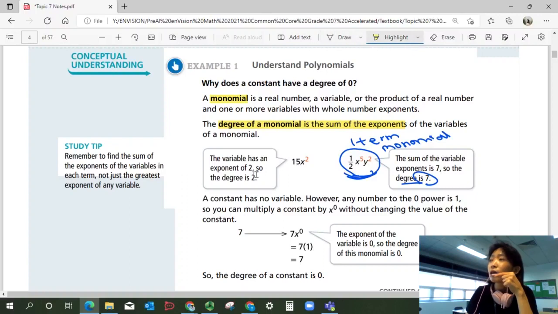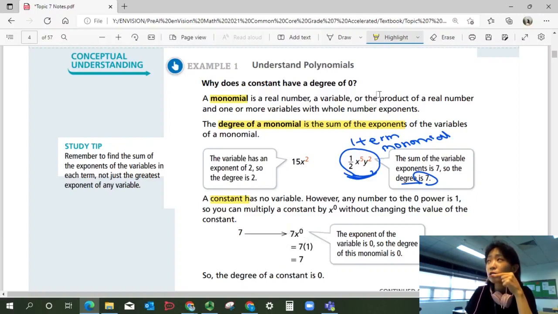So another vocab you need to know. A constant has no variable. What is a constant? Just a number without the variable. However, any number to the 0 power is 1, so you can multiply a constant by x to the 0th power without changing the value of the constant. Does that make sense? X to the 0 power is basically 1. So 7 times 1 is 7, so that's a constant as well. So the degree of a constant is 0. The degree, the power of the variable, is 0.